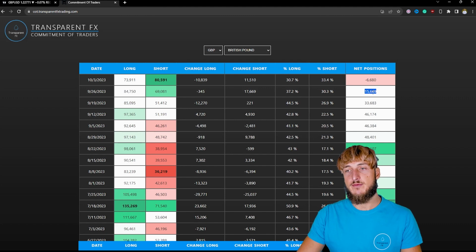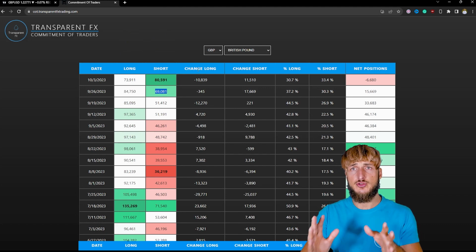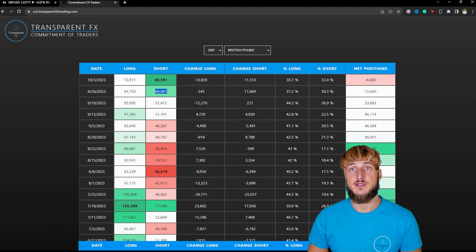So essentially, we went from positive net positioning to negative net positioning from an institutional perspective, meaning that we went from having more longs than shorts to now having more shorts than longs from an institutional standpoint, with currently 80,000 shorts compared to only 73,000 longs, while here we had 84,000 longs compared to 69,000 shorts. So institutions just clearly position themselves to the bearish side of the pound.